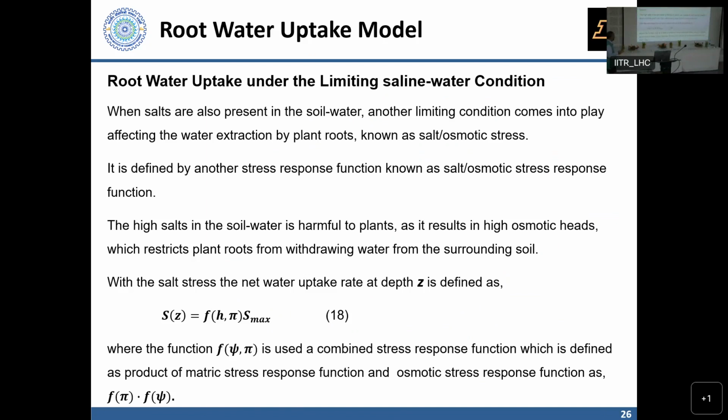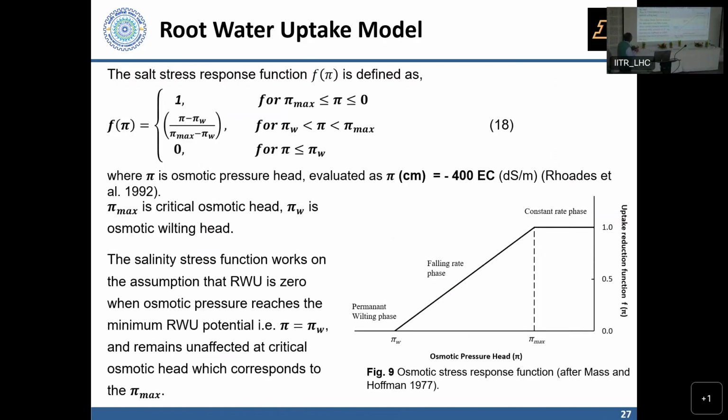S max is the amount of water which the root can take when I am applying water potentially. Epsilon is for when I am not giving full water. Then another factor, Phi, is because of this osmotic stress. This is the function which we use. As long as your Phi is above this, it is the fully constant root uptake phase. But if it is less, then this gets multiplied. The salinity stress function works on the assumption that root water uptake is zero when osmotic pressure reaches the minimum, and RW is equal to Phi W and remains unaffected at critical osmotic head, which corresponds to Phi max.